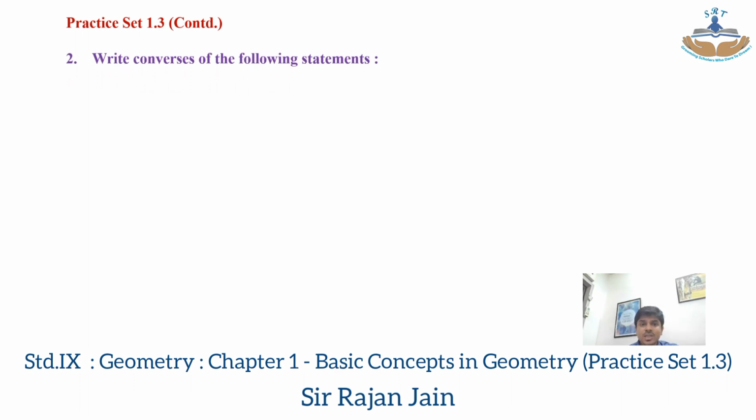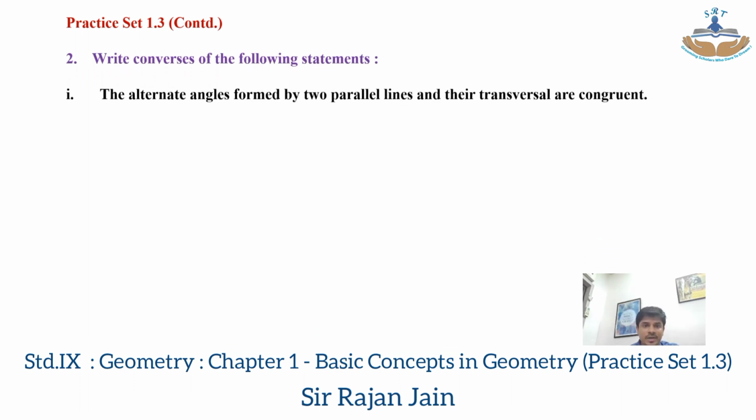Question number 2. Write the converses of the following statements. What is the first statement given? The alternate angles formed by two parallel lines and their transversal are congruent. Okay, students, now understand. They are not asking us the if-then form. They are asking us the converse. What is a converse? The reverse of the if-then form.